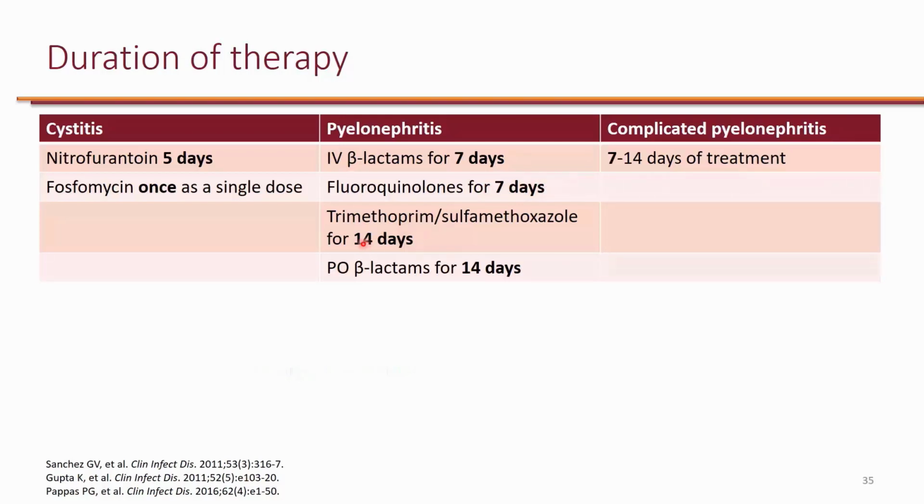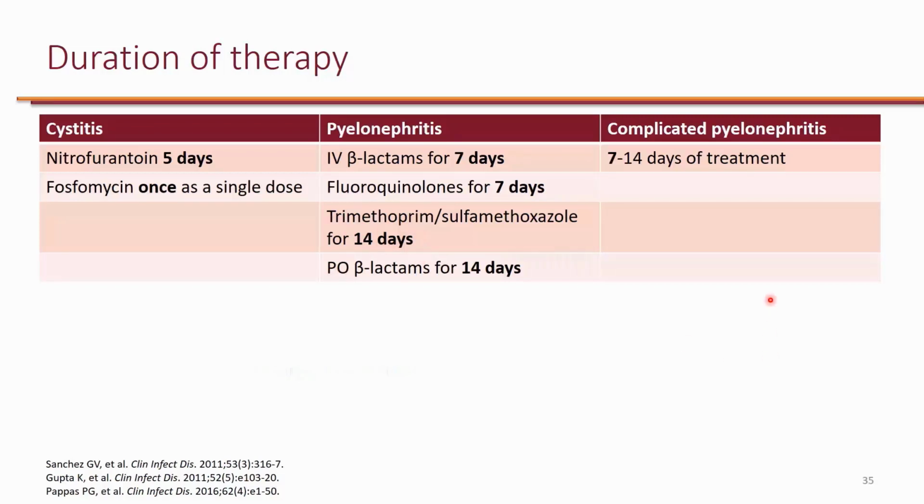With Bactrim, 14 days is required, as well as with PO beta-lactams. Because PO beta-lactams are inferior to IV beta-lactams, you need 14 days of treatment, and PO beta-lactams are a last option. Let's say someone got 3 days of IV beta-lactam, then they get 11 days of trimsulfa to complete 14 days of treatment.